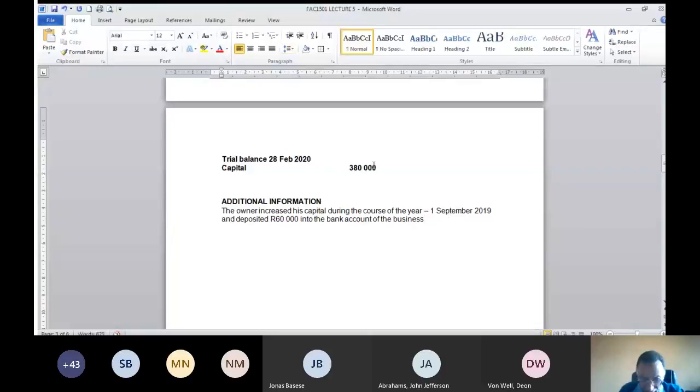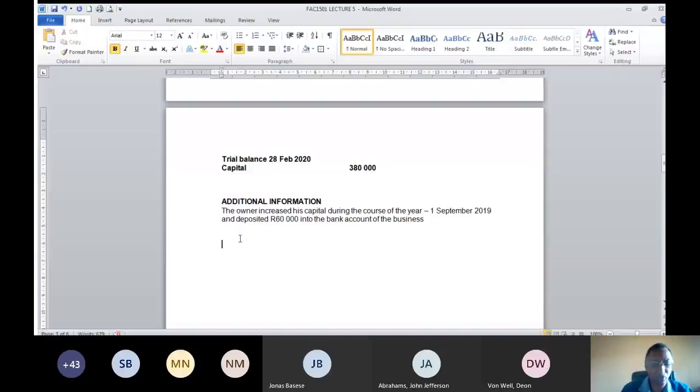Right. Now this 380,000 rand that you see here is the balance on the 28th of February 2018. And the balance on the 28th of February, that is the closing balance. If he has increased the balance during the course of the year by 60,000 rand, then you must understand that that 60,000 rand is included in the 380,000 rand that you see there. That 380,000 rand is at the end of the year. He increased his balance by 60,000 rand during the course of the year.